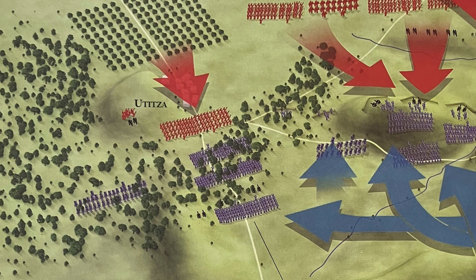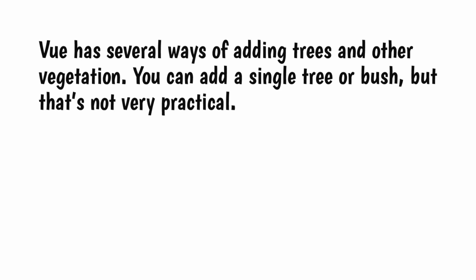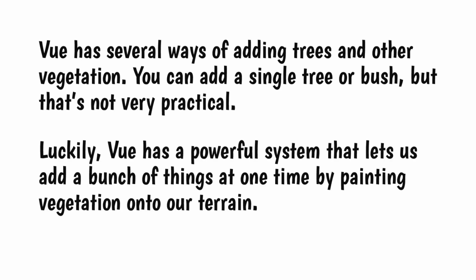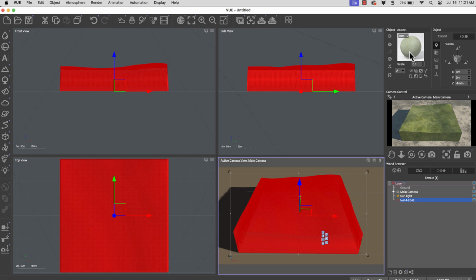Here's a map of Borodino. The trees are important because Russian forces use them for concealment. View has several ways of adding trees and other vegetation. You can add a single tree or bush, but that's not very practical. Luckily, View has a powerful system that lets us add a bunch of things at one time by painting vegetation onto our terrain. We'll continue with our terrain from the previous step.